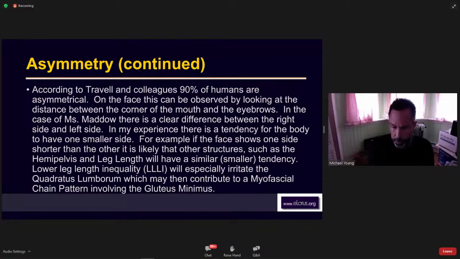You see it also in patients that are put in a boot. They break their leg or whatever, and they're in a boot for however long, and that will tip the pelvis. So it's fairly common.